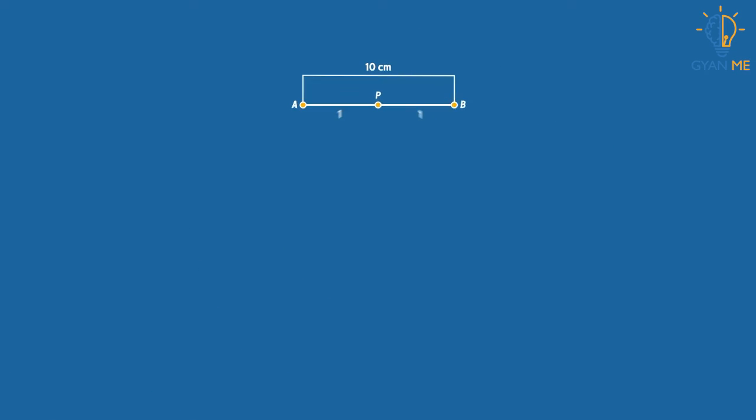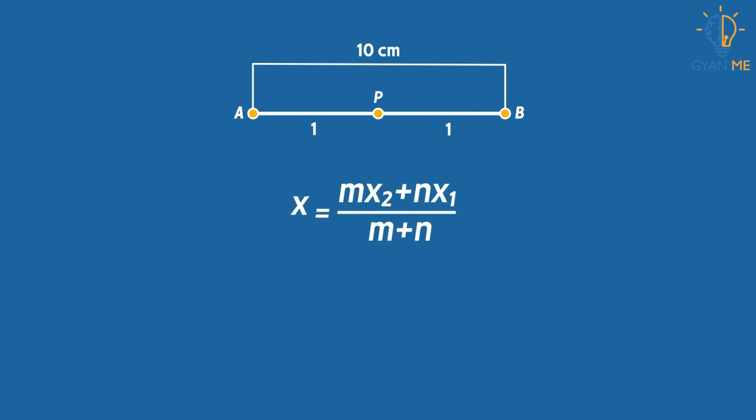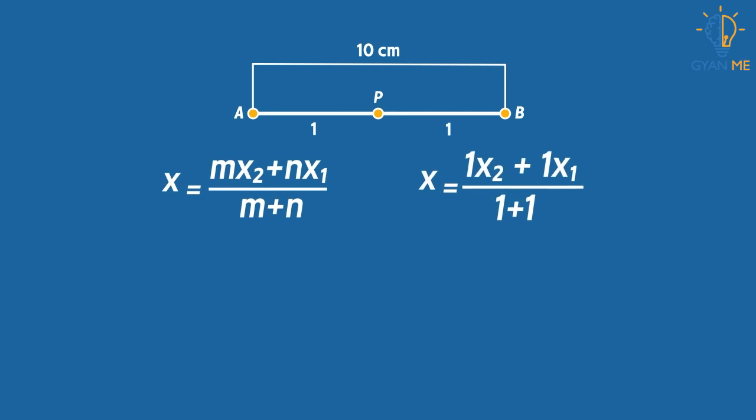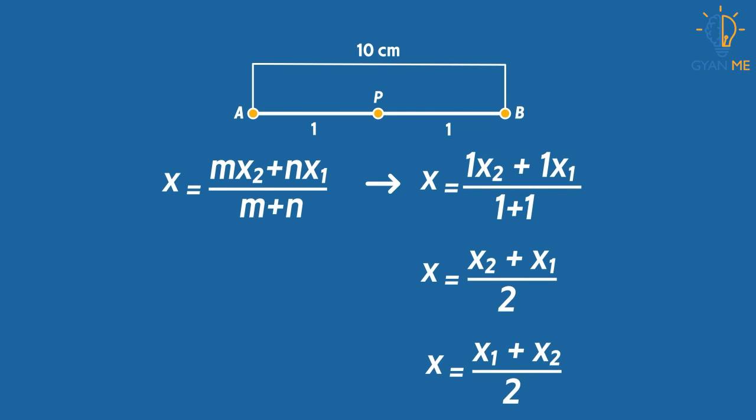Let's see for the first part. x is equal to mx2 plus nx1 upon m plus n. But here m is equal to 1 and n is equal to 1. Putting it in the equation, we get x is equal to 1x2 plus 1x1 upon 1 plus 1, which gives us x equal to x2 plus x1 upon 2. After rearranging the terms, we get x is equal to x1 plus x2 upon 2.